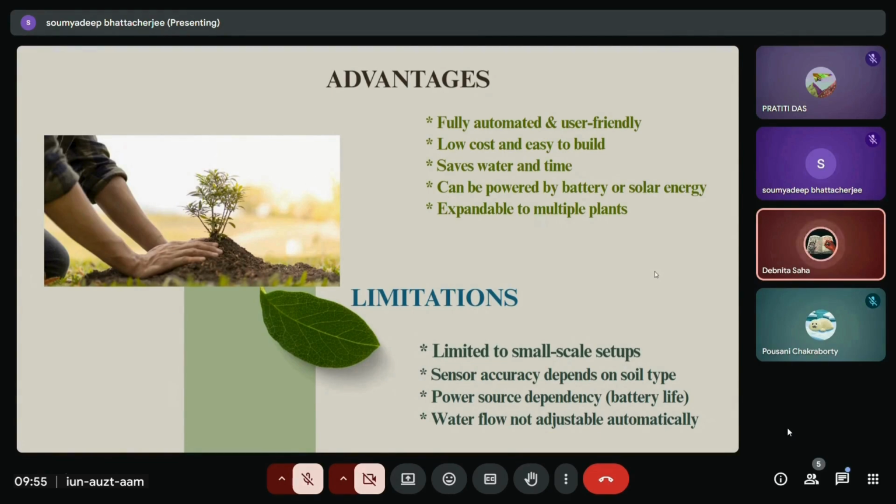To summarize, recognizing both sides helps us design smarter, more robust systems in the future. And that's what engineering is truly about, continuous improvement.